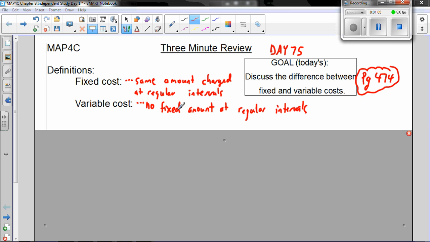Where a variable cost is not something that's fixed at regular intervals. It would be things like gas and maintenance and that sort of thing that changes from month to month. That's a variable cost.